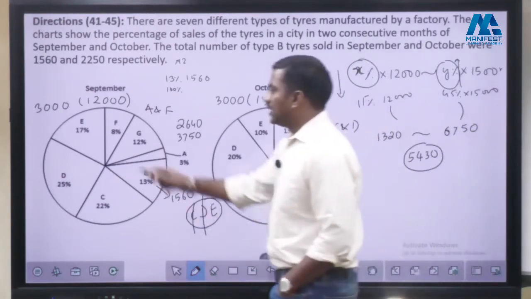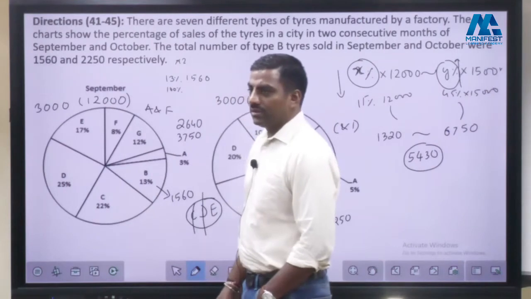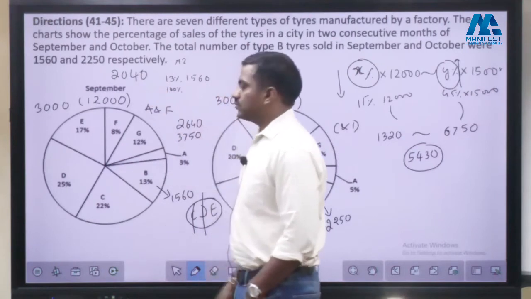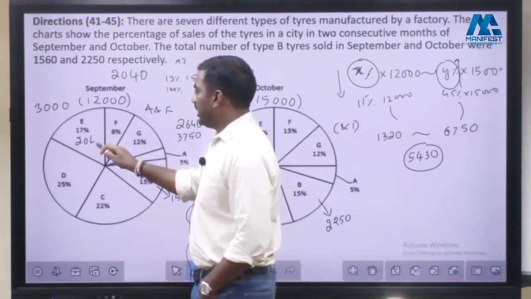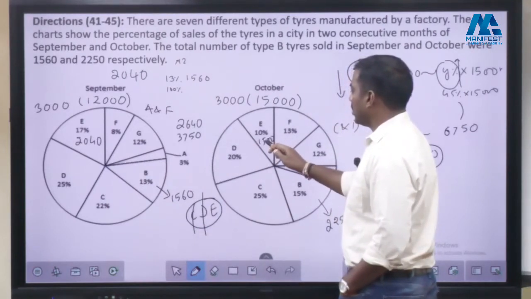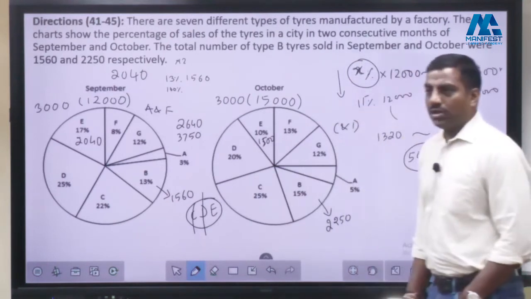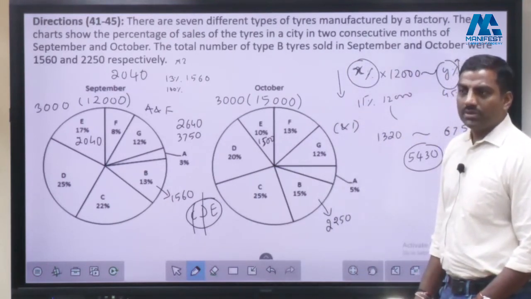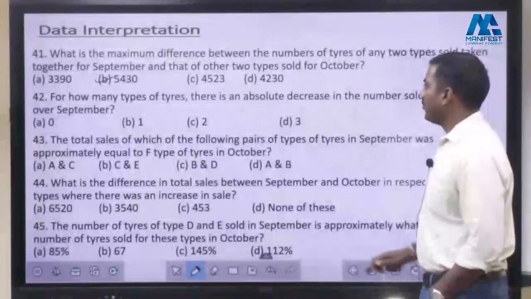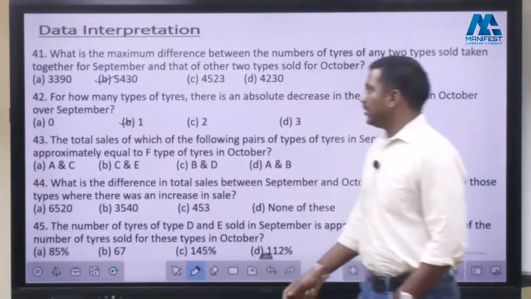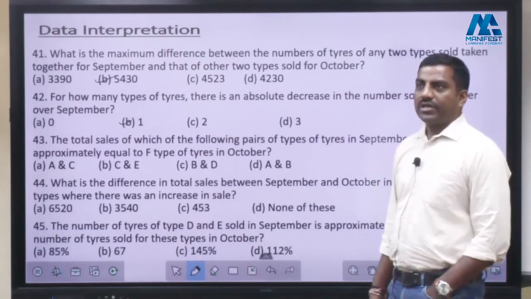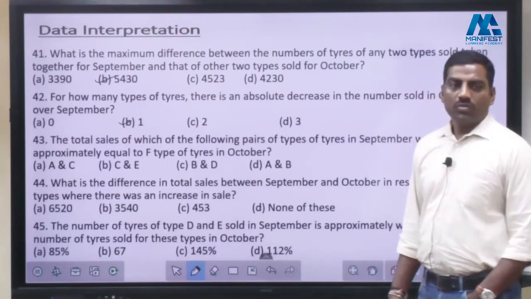Look at E now. 17% of 12,000. So that is 2,040. Coming to this one, this is 1,500. So there is a drop. 2040 to 1500, there is a drop. So that is the answer. Only one type, that is E. Correct? Yes or no?